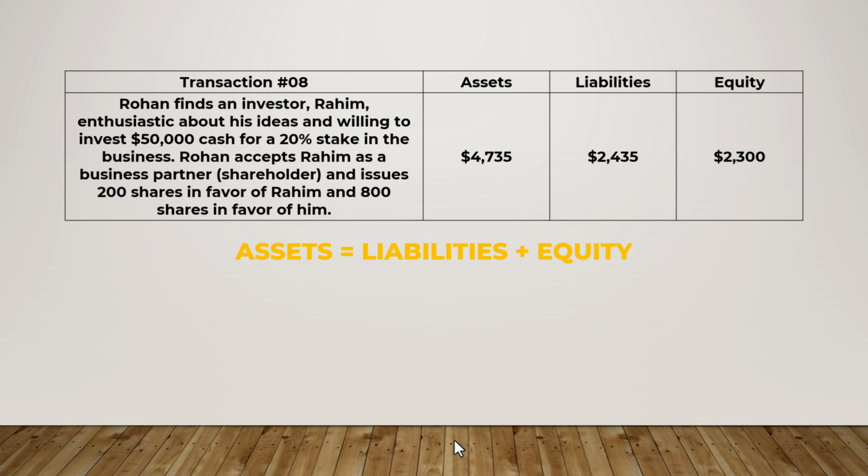Since Rahim invests $50,000 in cash in the business, the assets in the form of cash will increase by $50,000. Let's remember here, an increase in an asset account is a debit entry. At the same time, since this is an investment in the business in return for ownership in the business, the owner's equity will also increase by $50,000. We must also remember here that an increase in an owner's equity account is a credit entry, and there are no liabilities created for this transaction.